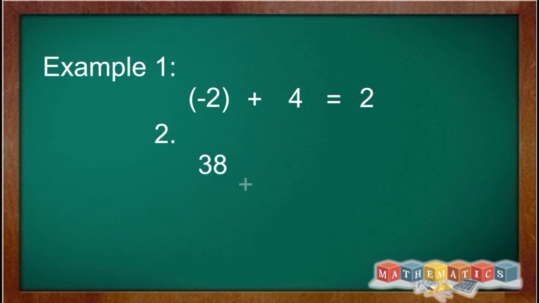Another example. Add positive 38 and negative 20. What is your answer? Very good! Since 38 is positive and 20 is negative, they have unlike signs. So, subtract the numbers. Then copy the sign of 38, since 38 has the greater absolute value. Therefore, the answer is positive 18.